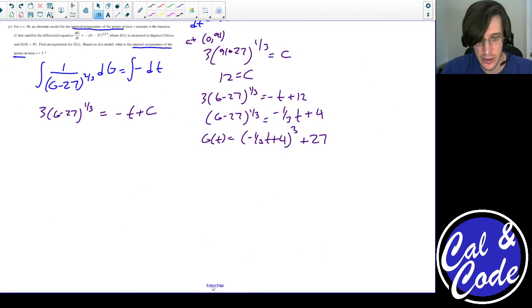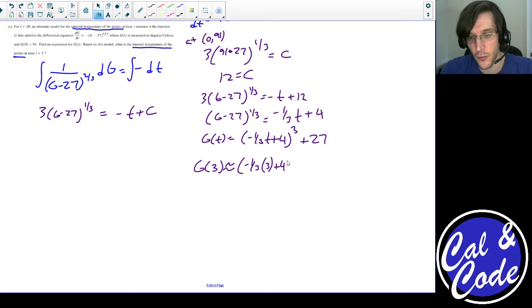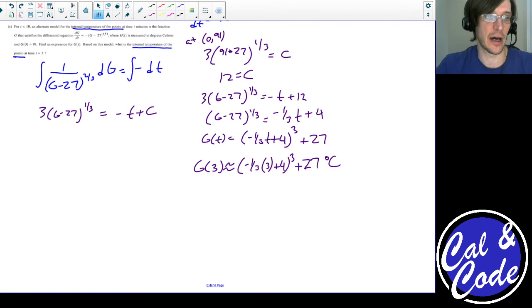They want me to use this to approximate the internal temperature of the potato at time 3. So I'd say g of 3 is approximately negative 1/3 times 3 plus 4 all cubed plus 27 degrees C. Again, I would not simplify.